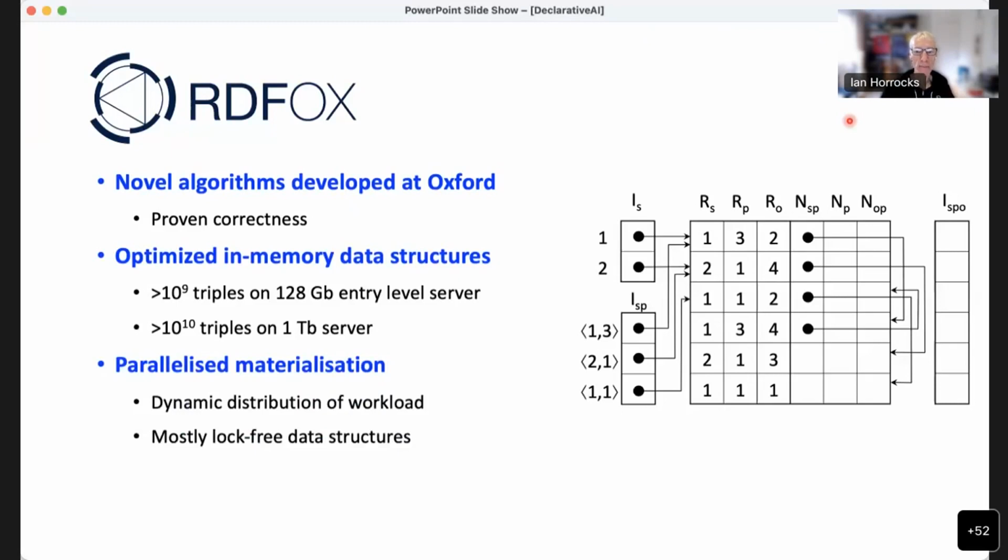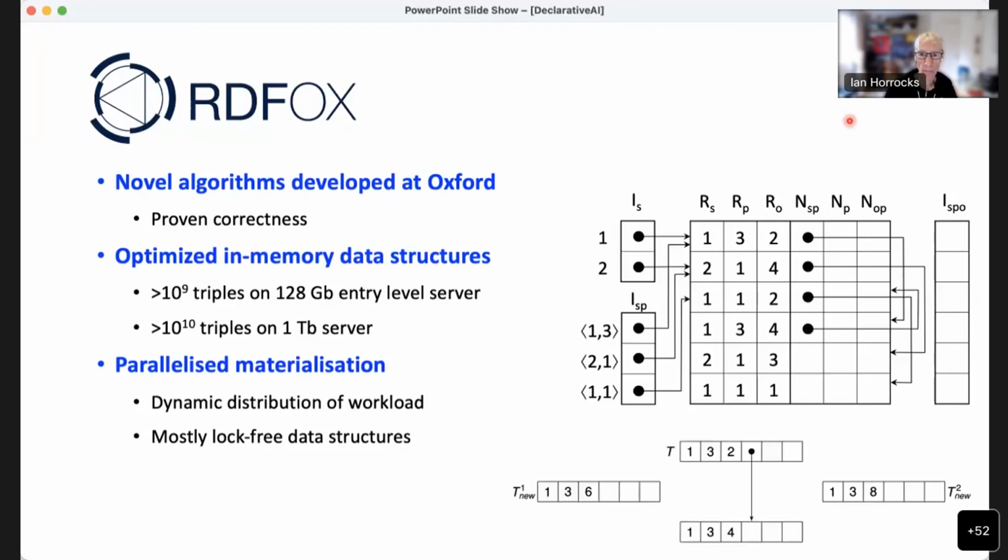One of the ideas of using this in-memory data structure is that it facilitates very efficient parallelized materialization. And the way we do that is that we try to avoid locking wherever possible, by using compare-and-store instructions that are supported by most modern processors. This allows us to dynamically distribute the workload so that we can keep all of the processors working to maximum capacity. And I have a little example here of the kind of thing that you can do.